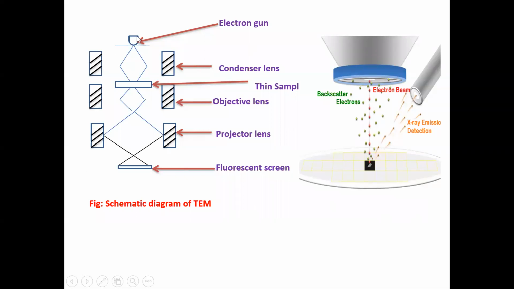This is the simple schematic diagram of your TEM. Just like the same, here is the electron gun, here is the first condenser lens and this is the second condenser lens. So the condenser lenses are over here, and here is your thin sample.